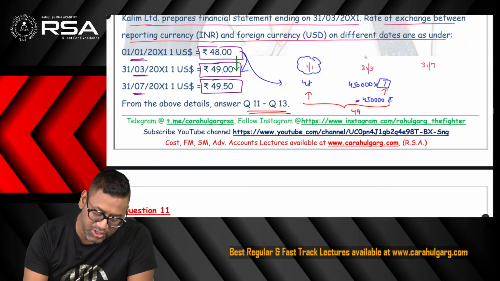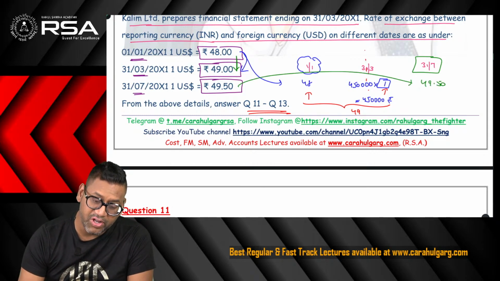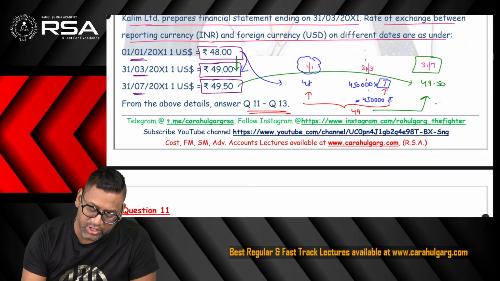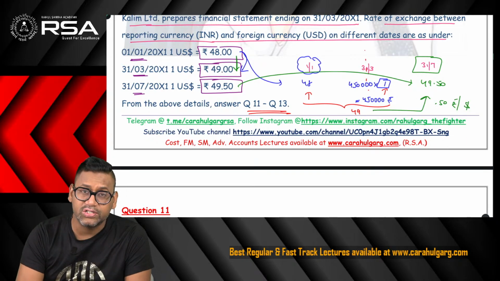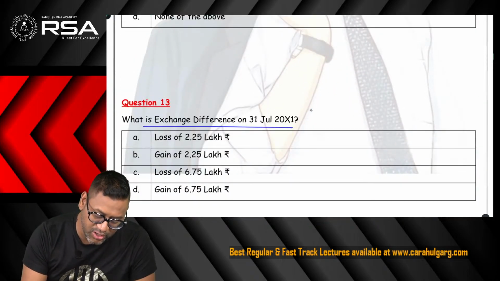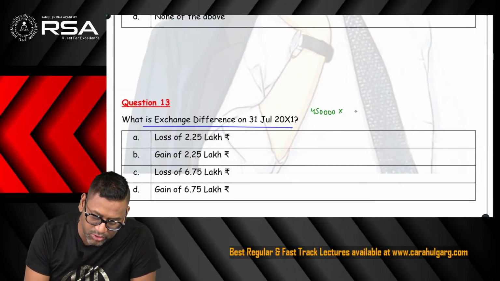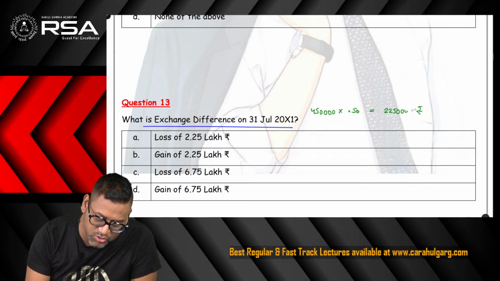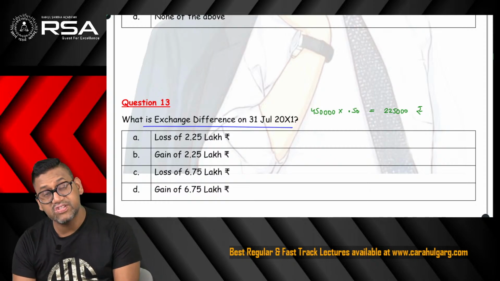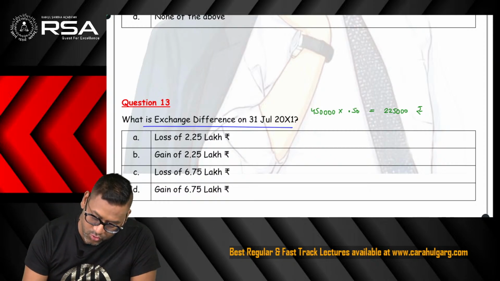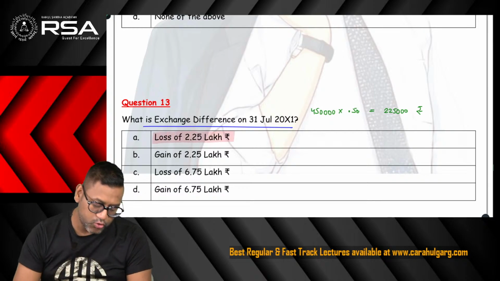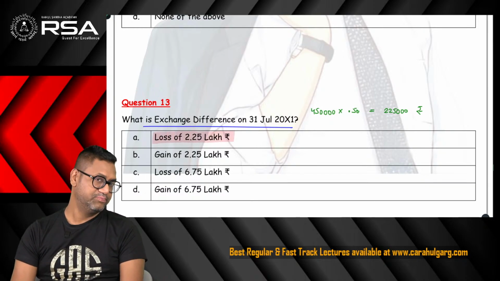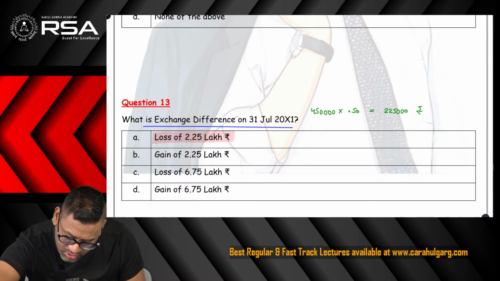The liability had reached 49 rupees on 31st of March. But when the date of 31st of July came, the rate increased to 49.5. It means again, when you had to make the payment, the rate increased by 0.5 rupee per US dollar. So 4.5 lakh dollars multiplied by 0.5, you get 2,25,000 rupees. So you have to pay this more. Again, there is a loss, and the amount is 2,25,000 rupees. So the correct answer is a loss of 2.25 lakh rupees. So this is the exchange difference on 31st of July, child.